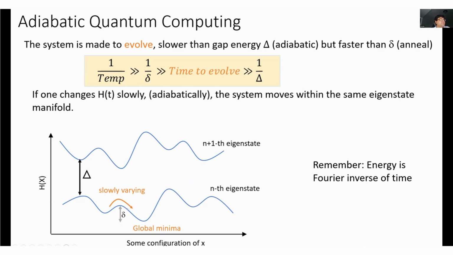There is also another issue that you have to worry about. For this entire process, your temperature should also be smaller than the gap that you have. So there are two conditions that you have to meet. Your temperature has to be smaller than the gap energy, and the second condition is that you have to be slower than the energy of the gap between, let's say, the n+1 eigenstate and the nth eigenstate, where you have actually embedded your objective function in the nth eigenstate.